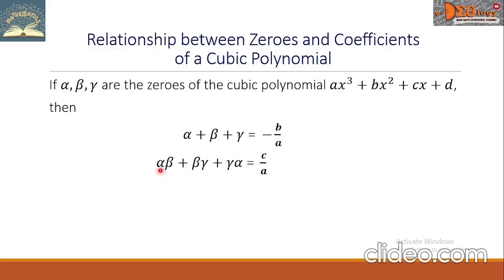Next, alpha times beta plus beta times gamma plus gamma times alpha equals c over a. Next, alpha times beta times gamma equals the negative of the fraction d over a.